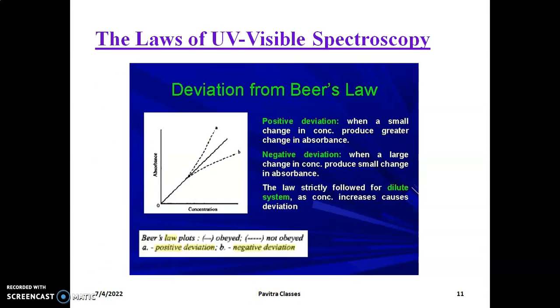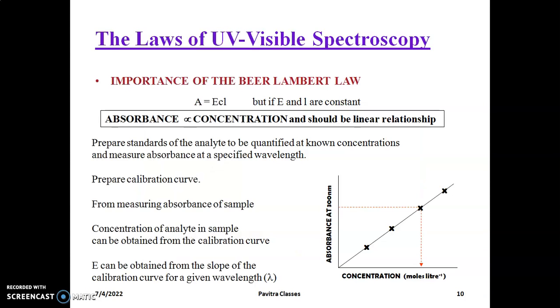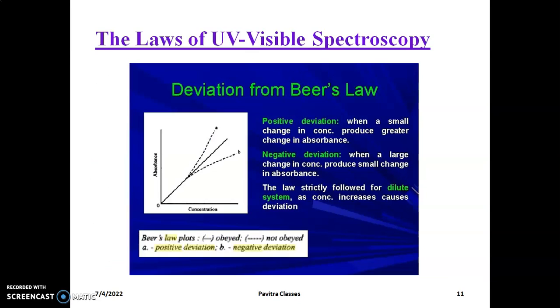If the Beer-Lambert law is obeyed, it gives a linear straight-line relationship. If it is not obeyed, sometimes deviation can also be seen in the samples. In this graph you can see the straight line, which obeys the Beer-Lambert law. The dotted lines are the deviations from Beer's law. A is the positive deviation, whereas B is the negative deviation. So what is A? Positive deviation.